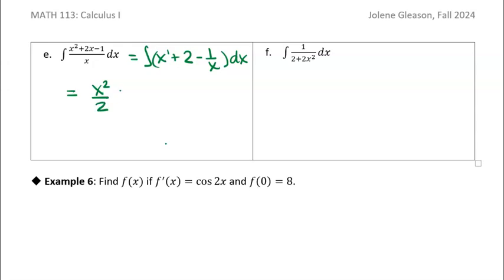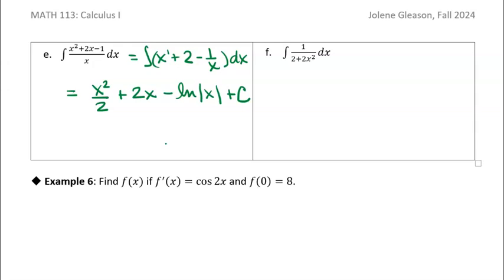And then I have a constant, so that's going to give me 2x. And then I have minus, and then it's 1 over x, so it's the ln of the absolute value of x. Don't forget the absolute value. And then plus c. All right? So when you take the antiderivative of 1 over x, don't forget that absolute value. It's important. Got to keep that on there.